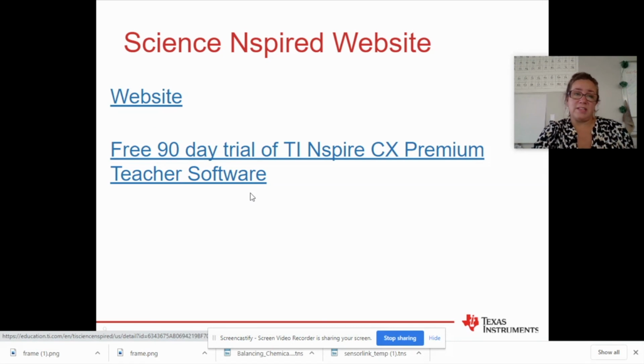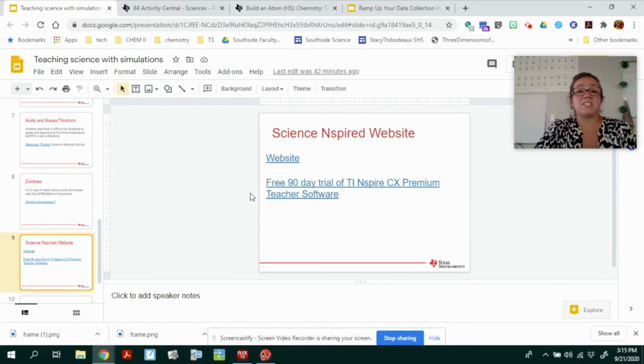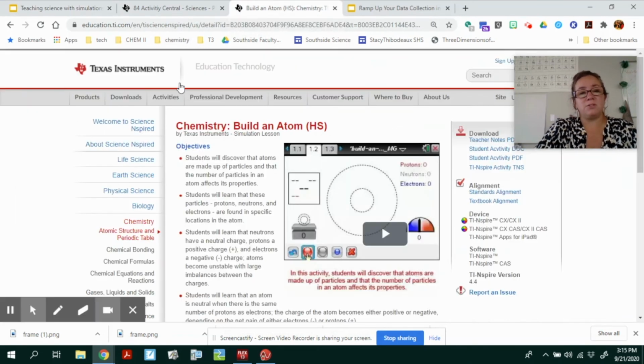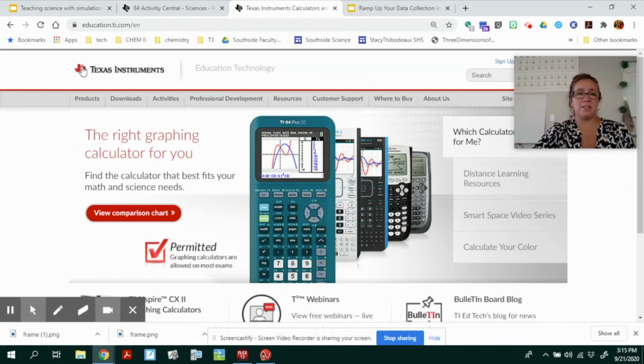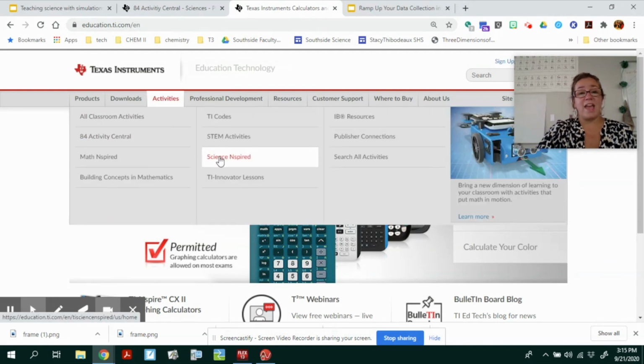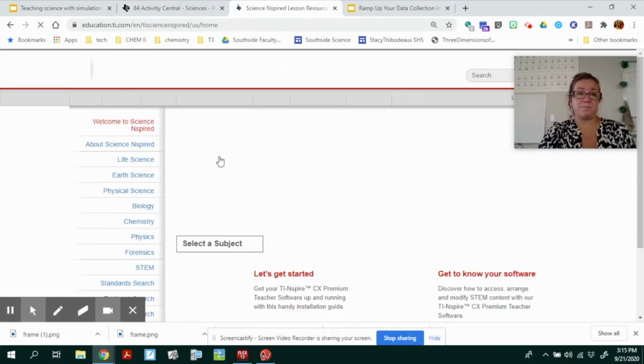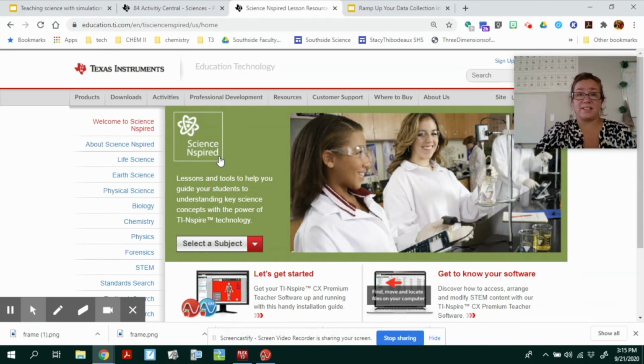All right, so more information. Where did I find all these? Well, first is the TI-Nspire science-inspired website. So I'm going to go to it. If you go to the main Texas Instruments website, education.ti.com, under activities and Science Inspired, that is where I found all of these activities.